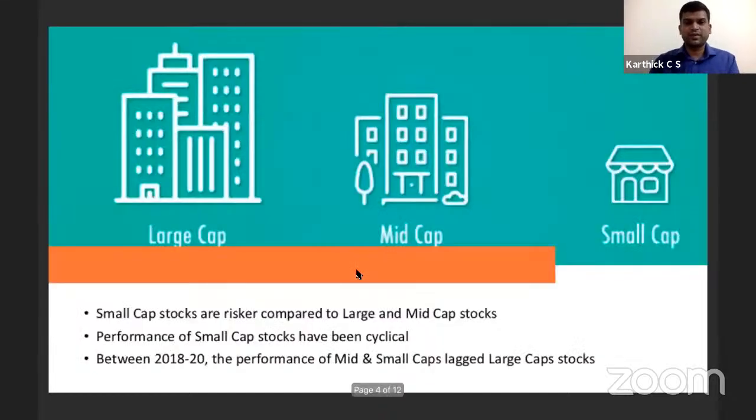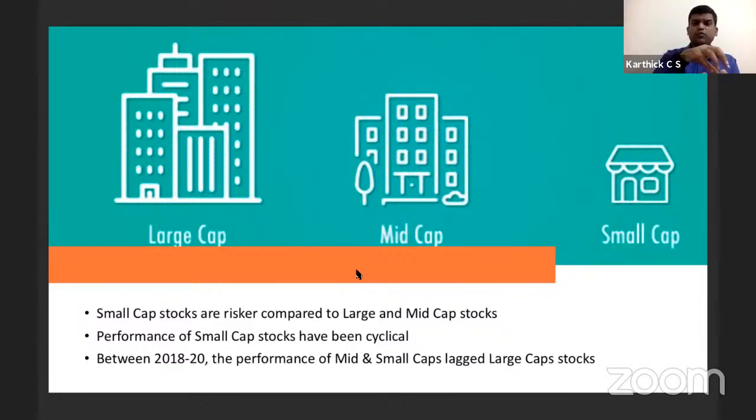If you go with the fundamentals of the definition of large, mid, and small, I'm sure all of you would be familiar by now. When we say large cap stock, essentially it is the top 100 stocks by market capitalization, that is rank number 1 to 100. Mid cap is 101 to 250. That is also very well defined. And then beyond 250 is all small cap. This kind of recategorization was brought in the year 2018. From then, comparing the funds has become a lot easier.